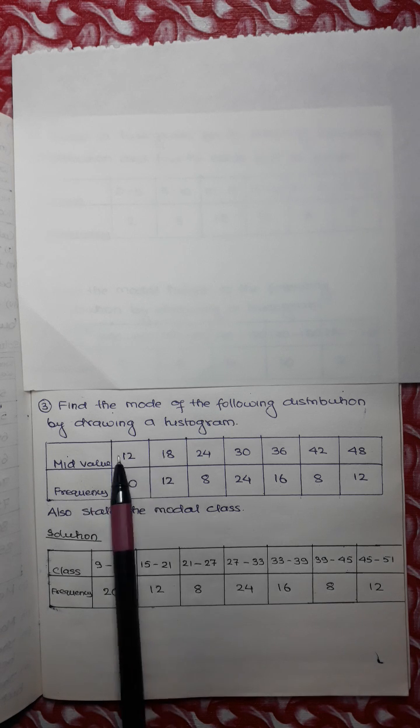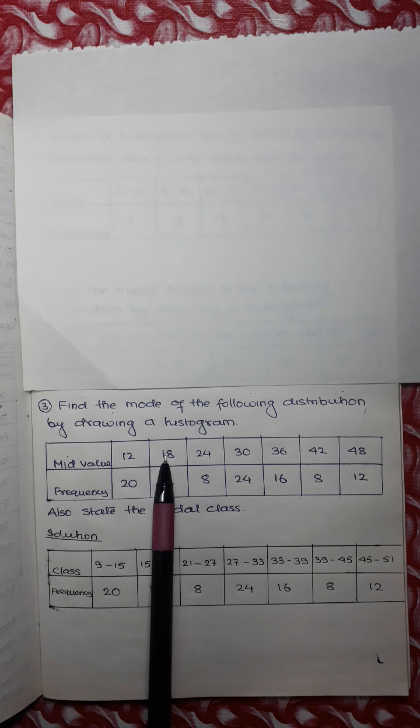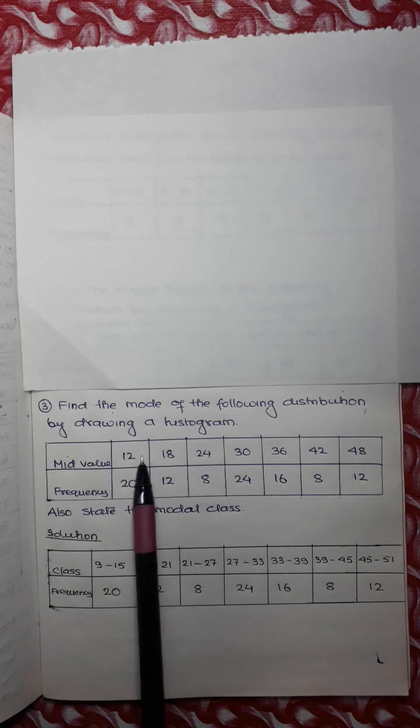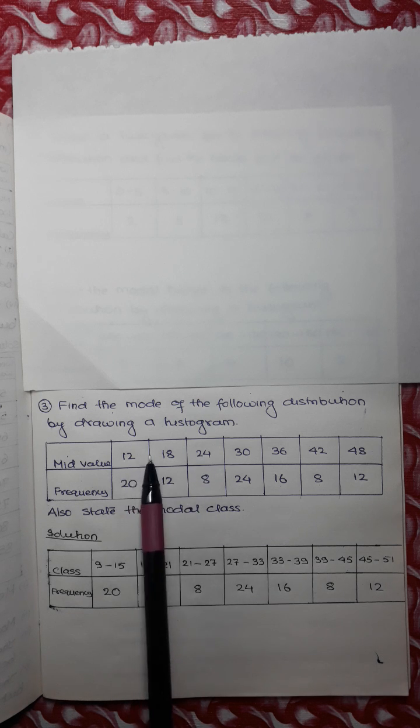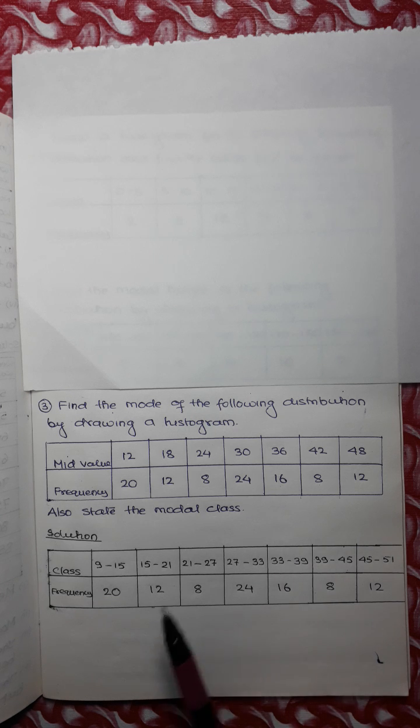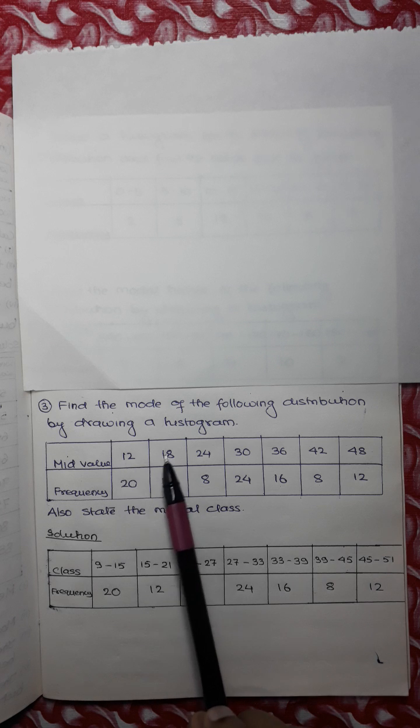That means if you find the difference between these two, the difference is how much? 18 minus 12 equal to 6, 24 minus 18 equal to 6, 30 minus 24 equal to 6. So what we have to do, we must convert that into a continuous table, right? Continuous class. Now you can see the difference is 6.